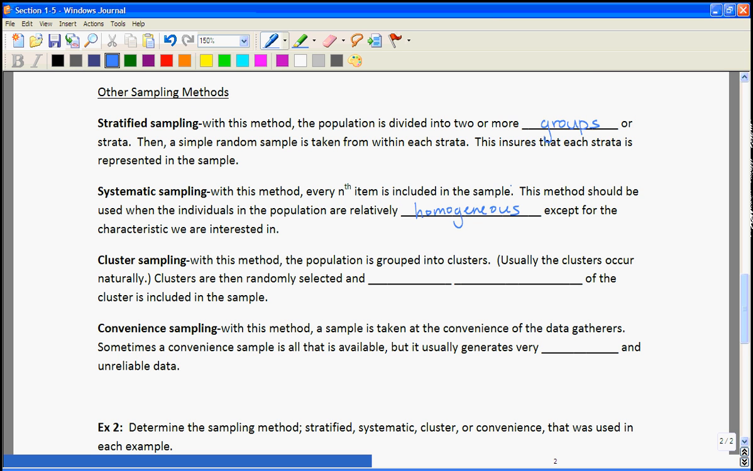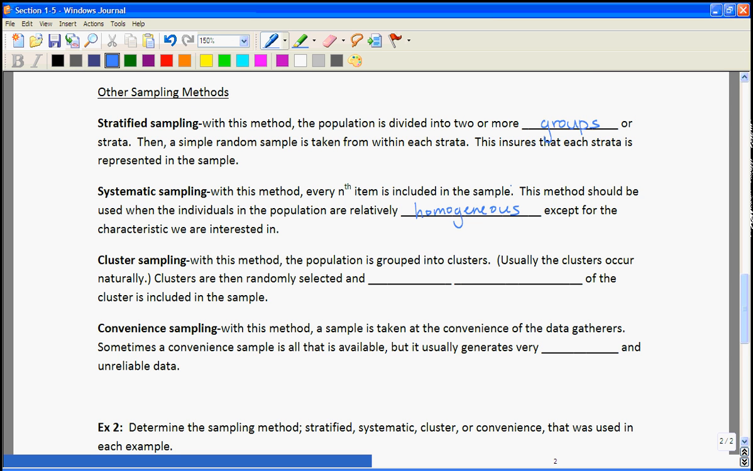So this is a little bit different than stratified. With stratified, we're introducing the strata. We're saying let's break our population down by sex, or let's break them down by income level, or let's break them down by class status, freshman, sophomore, junior, senior. With cluster sampling, the clusters usually, not always, but usually kind of occur naturally, some type of grouping.